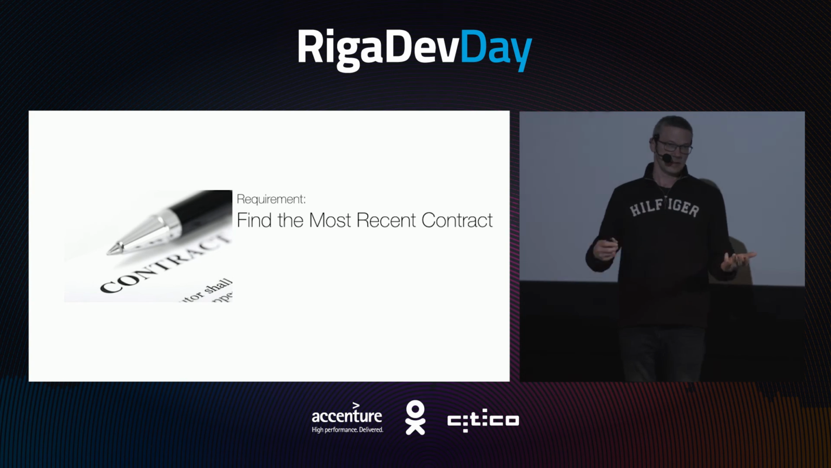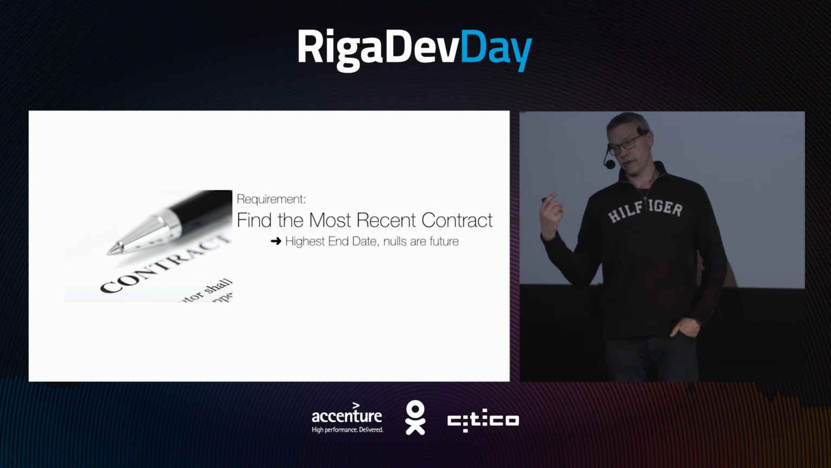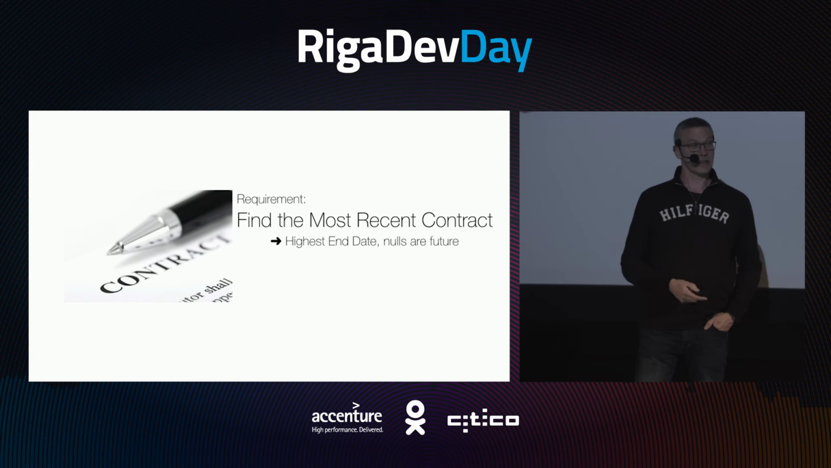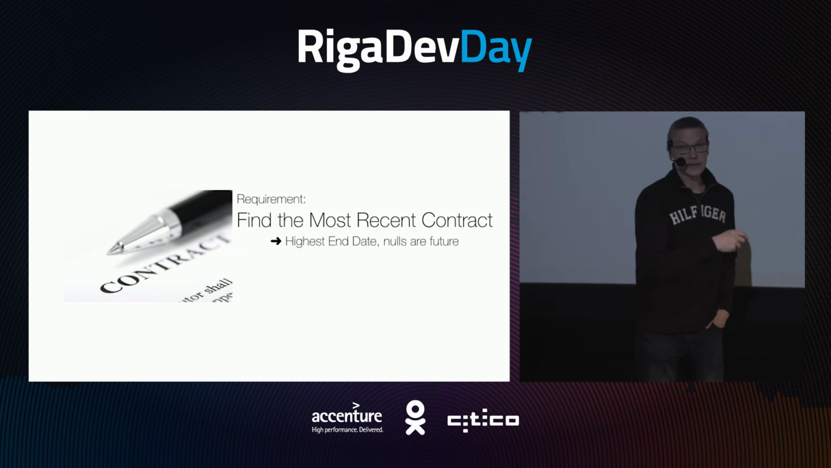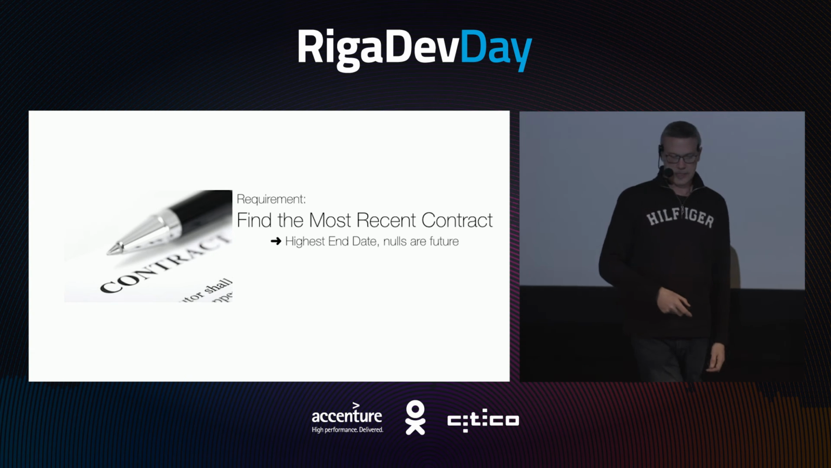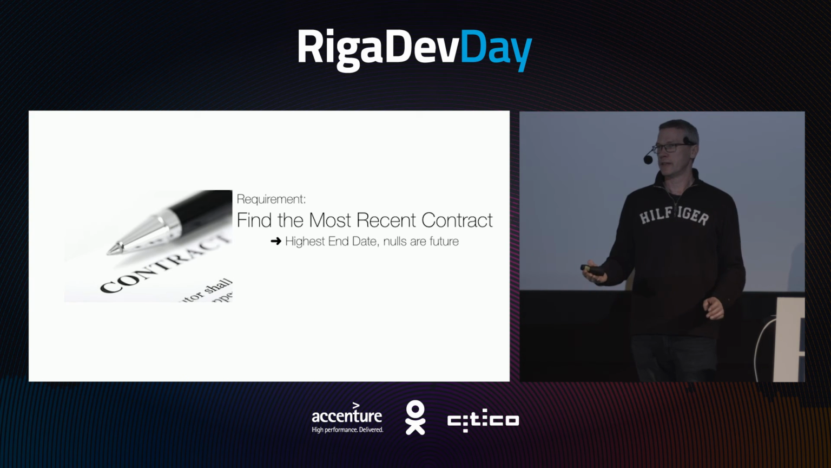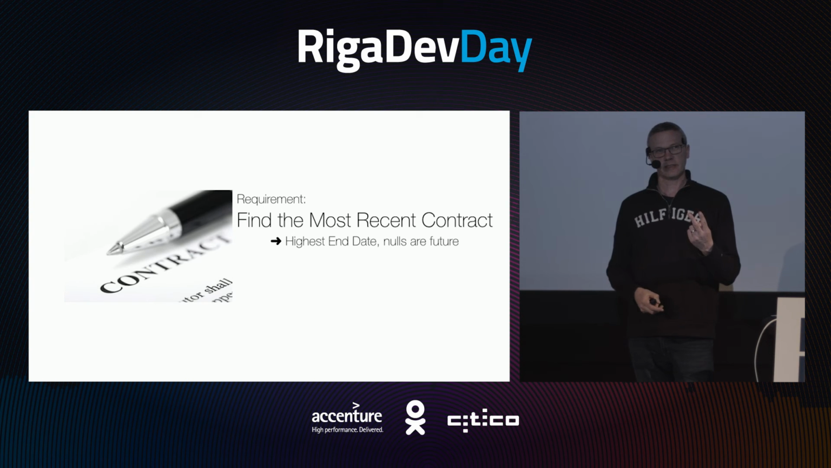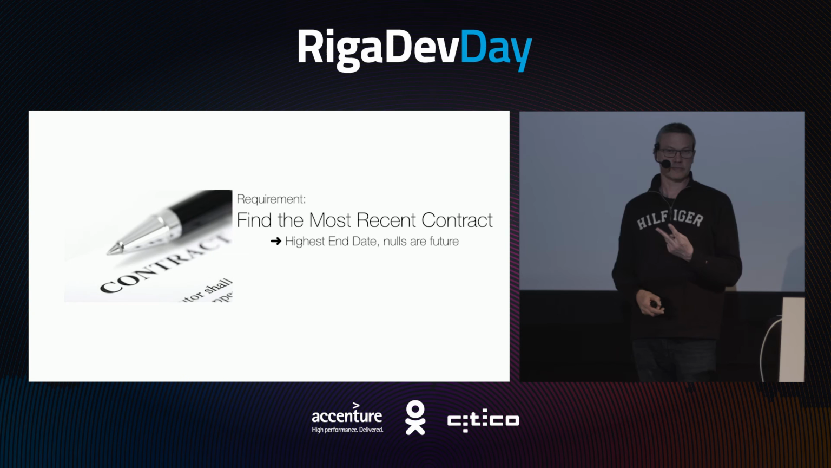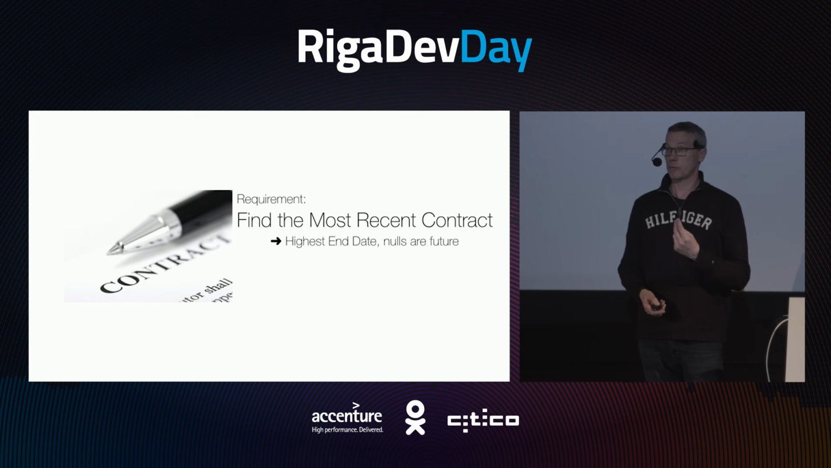He said, "Well, we have all these contracts of people, and if they have multiple contracts, I want to get the highest end date. And null still, well, it's still going on, right?" Okay, sounds fair. What if you have someone who has two contracts and they both have the same end date? Which one is the most recent in that case? Or both are null?